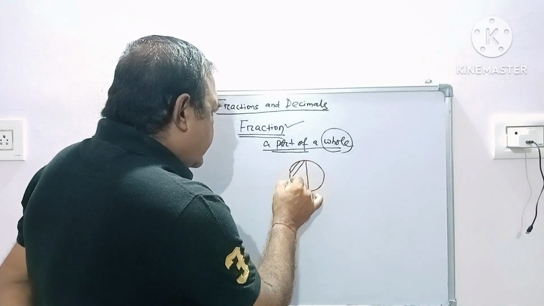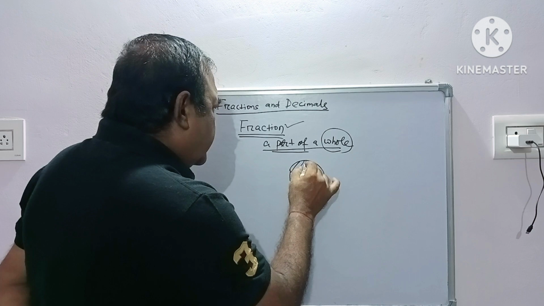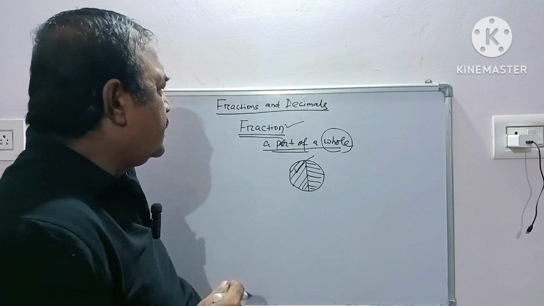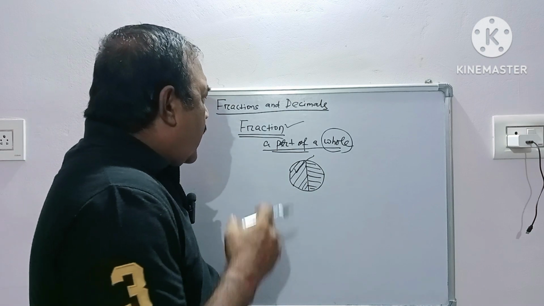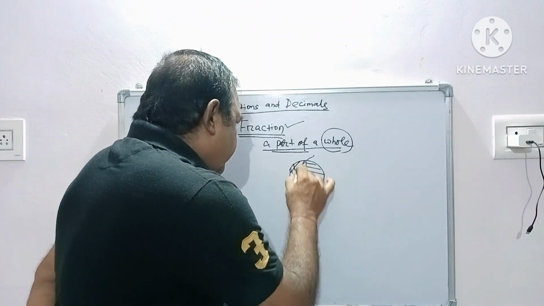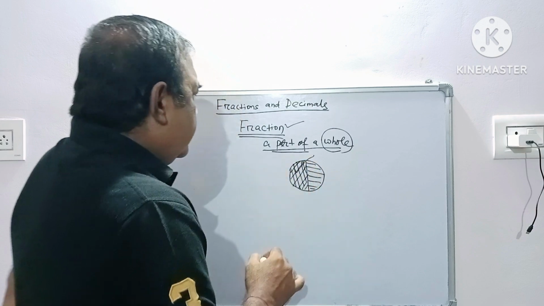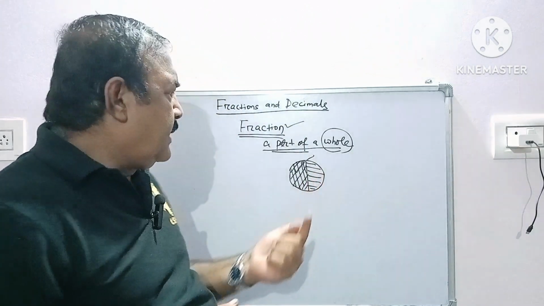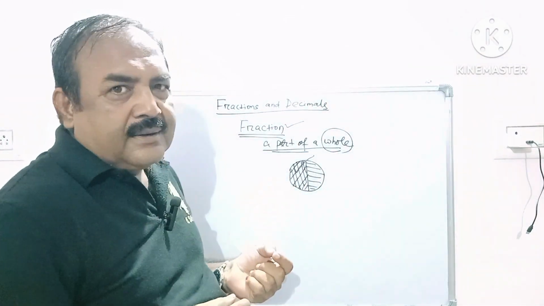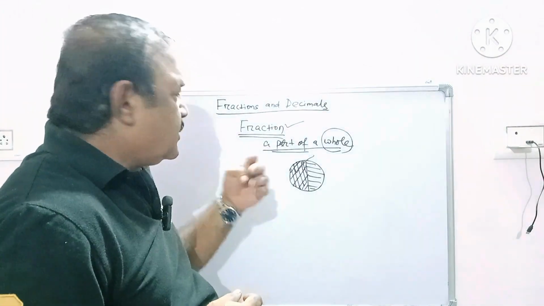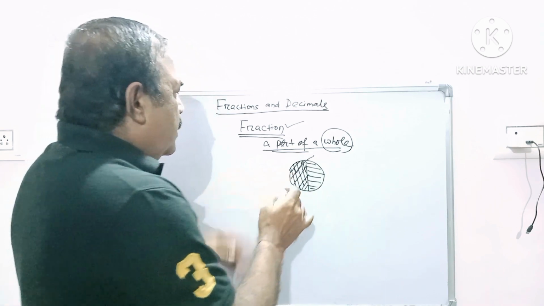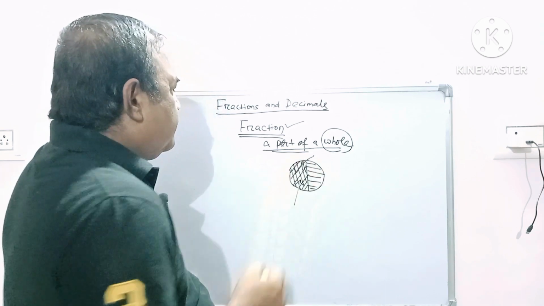if I want to take this part or this part, suppose I want to take this part, how will I use a number to represent this part? Because it was one piece of bread. You see, it is circular in shape. So if I divide it into two equal parts, it is a part of the whole.